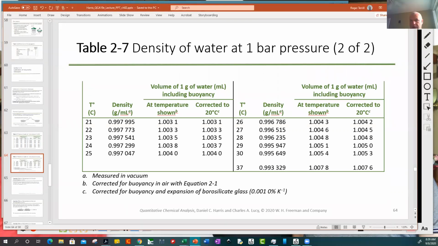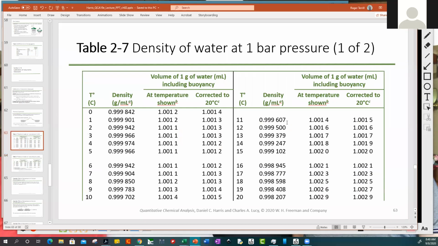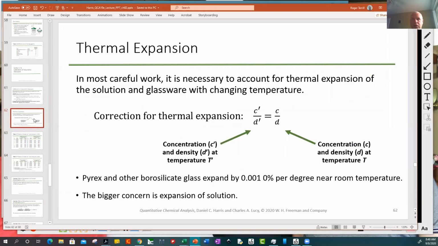So what that means is that you'll have a slightly larger volume, and so you'll have 1.05 milliliters per gram. Right? This is gram per mL. This is just 1 over this value in mLs per gram. So you can use a table like this to make a correction using this formula right here.